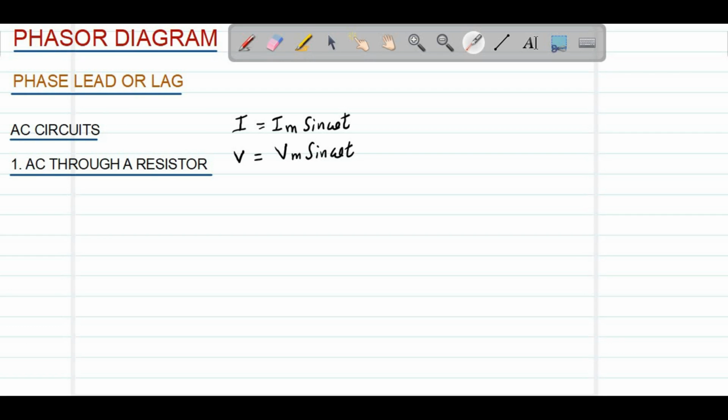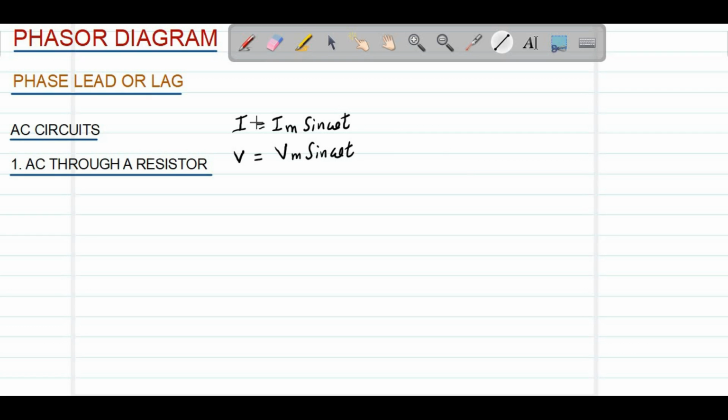What is phase lead or lag? And also we have to explain AC circuits. Mainly we have to discuss an AC circuit with a resistor, an AC circuit with an inductor, an AC circuit with a capacitor, and also an AC circuit with all these three components together, that is a resistor, inductor and capacitor together in a single circuit. So here, what is phase lead or lag? We can understand from this discussion of AC through a resistor.